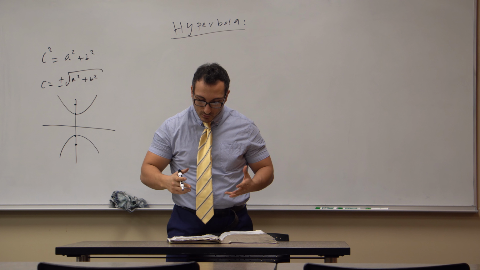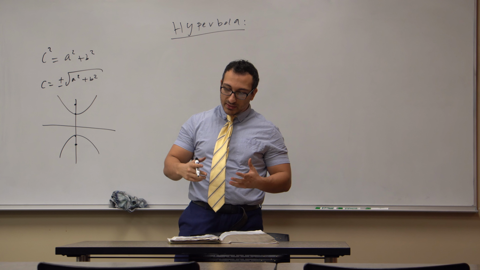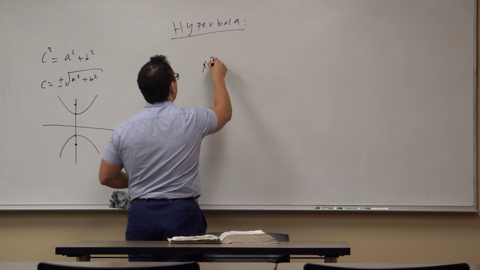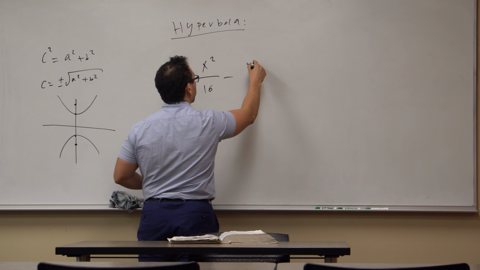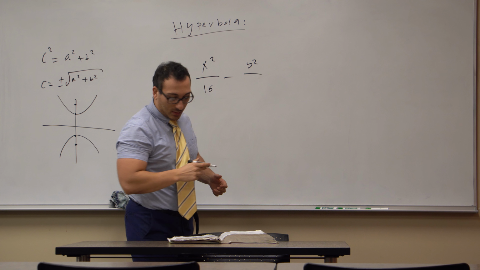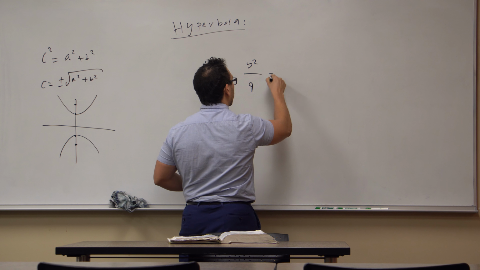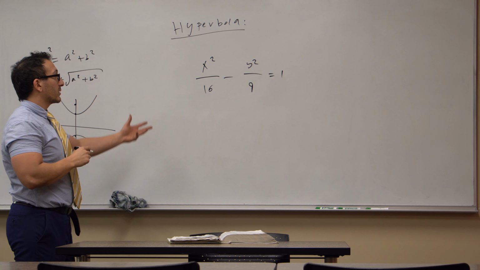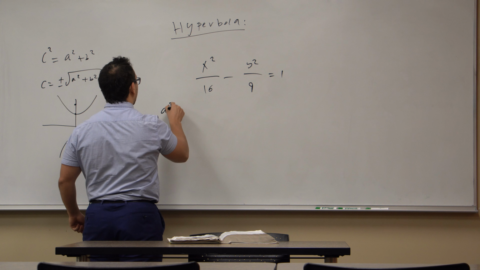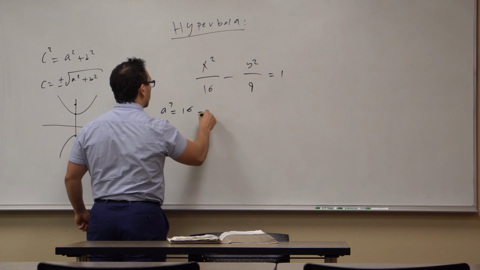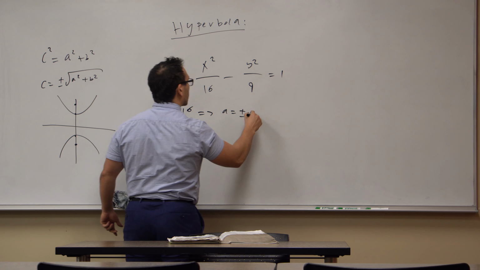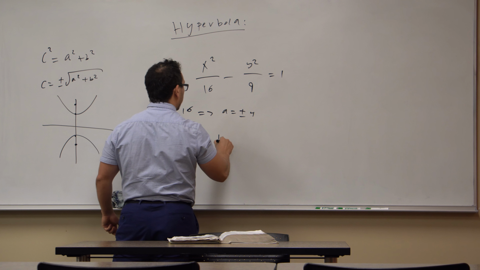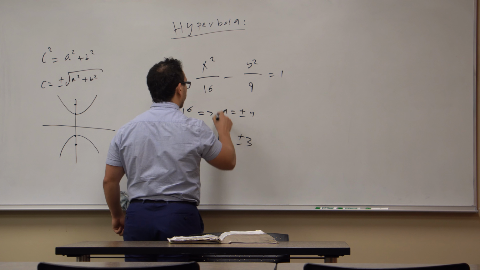Let's do some problems where we actually find the vertices and the foci from an equation. So how about x squared divided by 16 minus y squared divided by 9 is equal to 1. As I said, the a squared is always in front of the positive term. So a squared is equal to 16. This implies that a is equal to plus or minus 4. b squared is in turn equal to 9. This implies that b is equal to plus or minus 3.